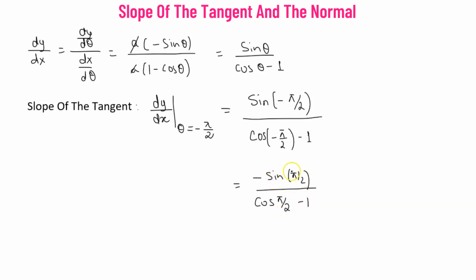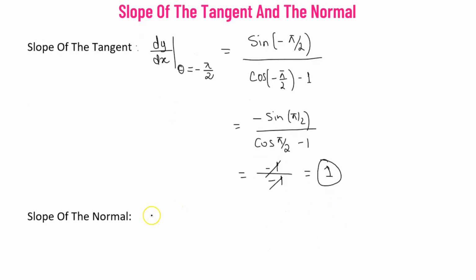We have sine of pi over 2, that is 1, so we have negative 1 in the numerator, and cosine of pi over 2 is 0, so we have negative 1 in the denominator. Both cancel out to give us 1. So that means the slope of the tangent calculated at theta equals negative pi over 2 is 1. Now we'll calculate the slope of the normal at that indicated point.